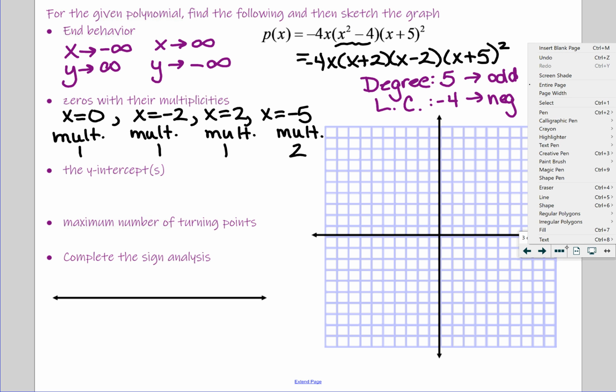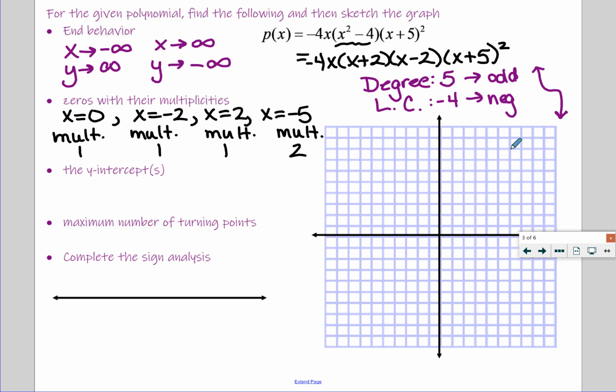My y-intercept, just like the last problem, is when my x is 0. So I'm going to go ahead and plug 0 in.